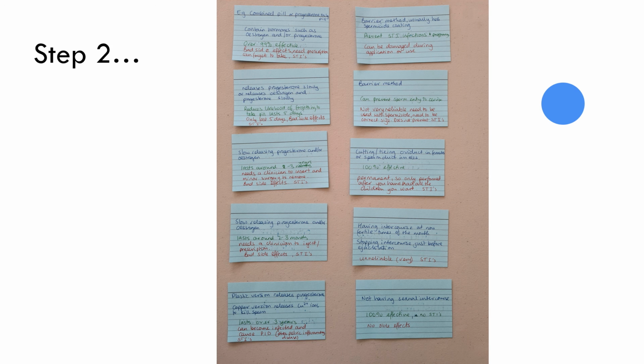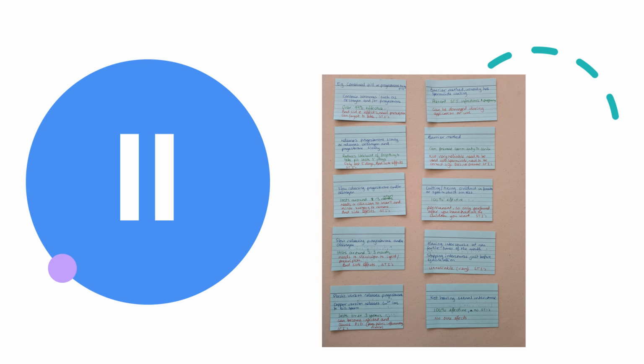Step 2, write the corresponding key information on the reverse of each index card. I have included the basic information about how the method works in blue pen, and then I have written the advantages in green pen and the disadvantages in red pen. Press the pause button now so you can complete this.